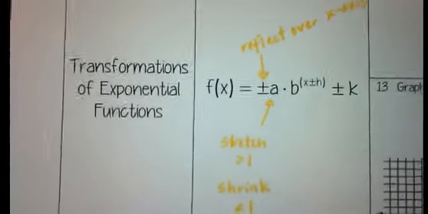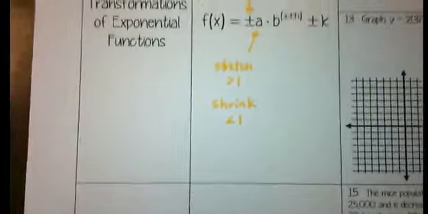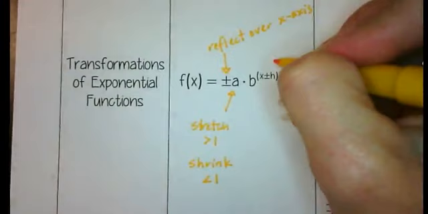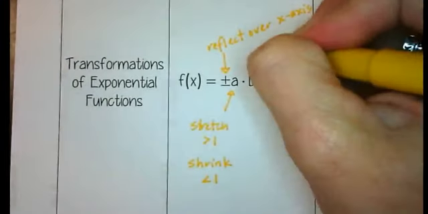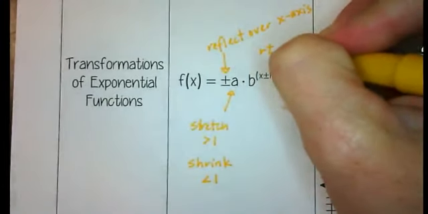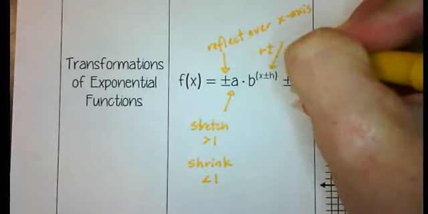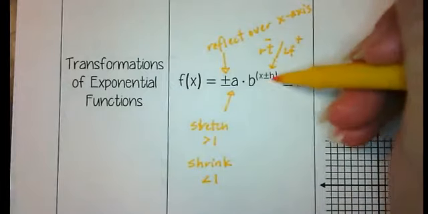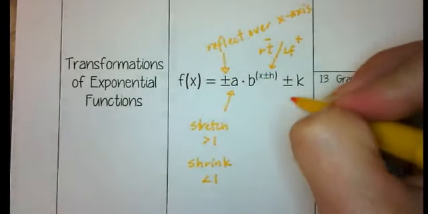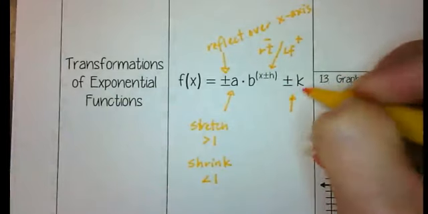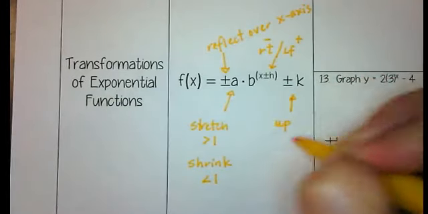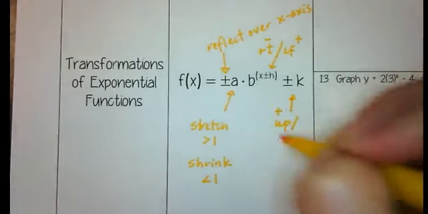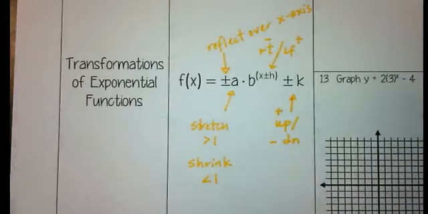it's less than 1. I might need to zoom out some. Hold on a minute. All right. This H right here tells us that it is either a movement right or left. It's right if it's negative and it's left if it's positive. It's always opposite when it's with the x. And then this value of k right here tells us that we are going to shift the curve up or down, and it depends. If it's positive, we'll shift up. If it's negative, we'll shift down.